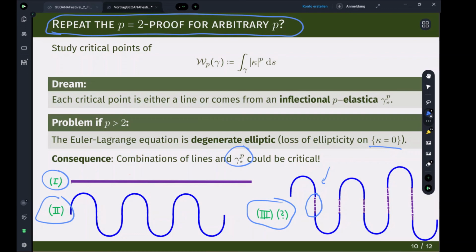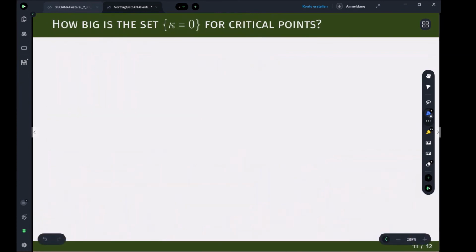Because then if there exist such type 3 critical points, we also have to take into account that such pieces could maybe be part of minimizers, and one really has to study that more carefully then. So how big can this set kappa equals 0 be for critical points? If one can show that it's only a singleton, then maybe there's nothing to worry about.